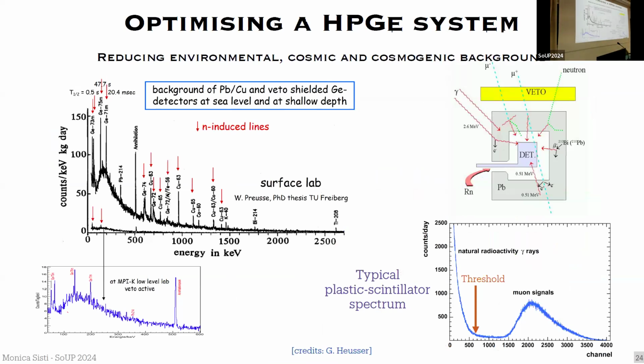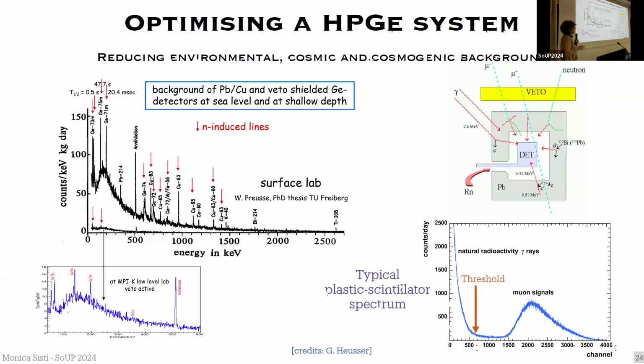And then cosmogenic background. This is a surface laboratory. Even when you have background reduction with lead and copper shields and muon veto, you see the neutron activation lines appearing, from cosmic neutrons on germanium and on copper. And in the 15 meter water equivalent shallow lab, you still see some lines from the activation by neutrons.